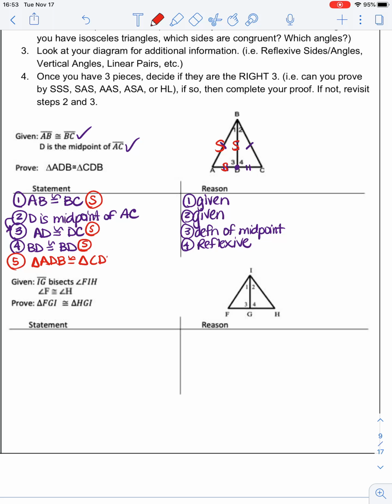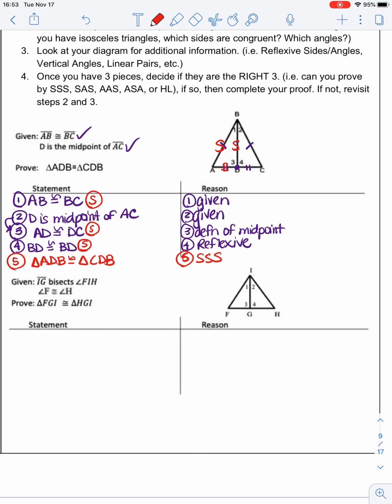Triangle ADB is congruent to triangle CDB, and that's because of the side-side-side theorem. So you just prove that those triangles are congruent. So you're going to do that same thing every time.